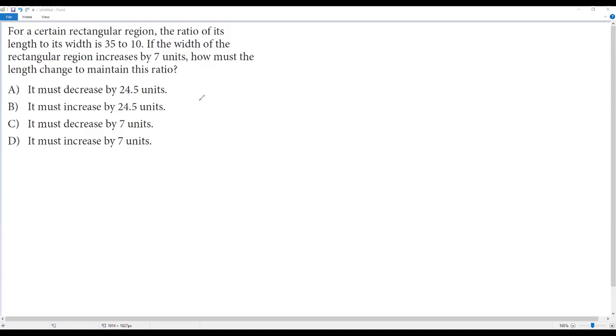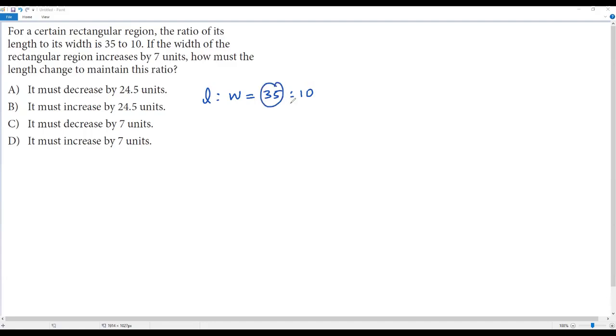Okay, so for a rectangular region, we have the ratio between the length and width, that is 35 to 10. My first task is to get the length and width of the rectangular region. To get them from the terms of the ratio, I have to multiply both terms of the ratio by a positive number. So by what positive number should I multiply the terms of the ratio here?